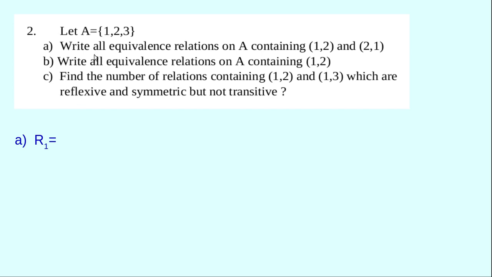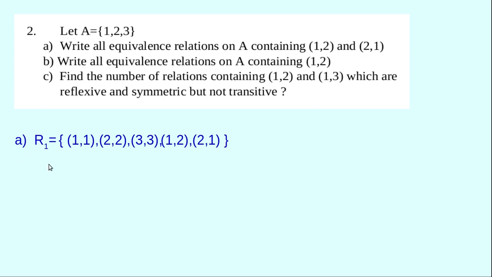Okay, R1 equal to, it must be reflexive because we are going to write an equivalence relation. For that we write (1, 1), (2, 2) and (3, 3) at first. Now let us check. This is reflexive, symmetric and transitive. Therefore it is an equivalence relation, but it does not contain (1, 2) and (2, 1). We want to write (1, 2) and (2, 1) in addition to (1, 1), (2, 2) and (3, 3). Let me write (1, 2) and (2, 1). What about this relation? This relation is reflexive, symmetric and transitive also. Therefore this is an equivalence relation containing (1, 2) and (2, 1).